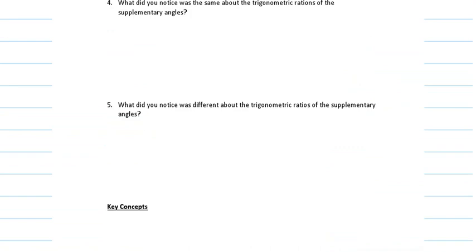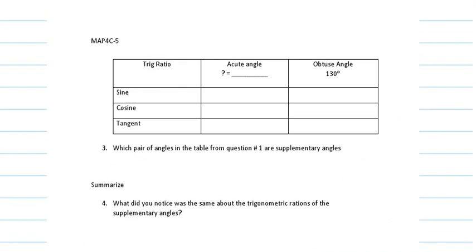So what I want you to do right now is the same thing for this table. So my obtuse angle is 130. How can I find my acute angle? 180 minus 130, right? Because they have to add up to 180 degrees. So if you do 180 minus 130, that gives you 50 degrees. Okay? So do you want to do sine, cosine, and tan of 50? And then we can fill out the other table. Okay?